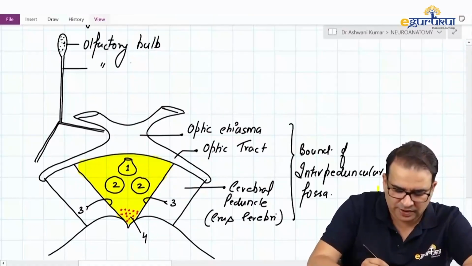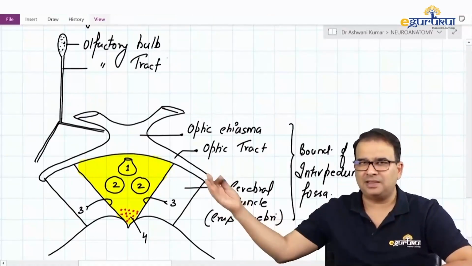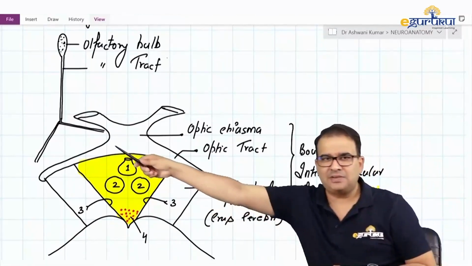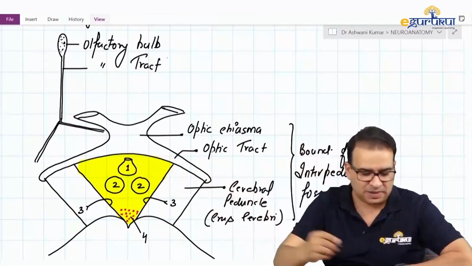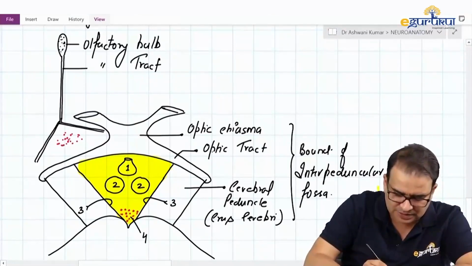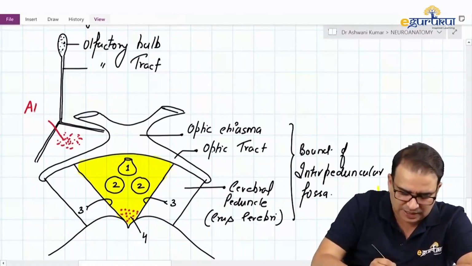This is obviously the olfactory tract. And then you can see the two divisions of the olfactory tract, the medial and the lateral division, or stria, you can say. Between these medial and lateral stria, or lateral to the optic chiasma, this is the point where we have the anterior perforating substance. Here we have the anterior perforating substance. I am writing APS, anterior perforating substance.